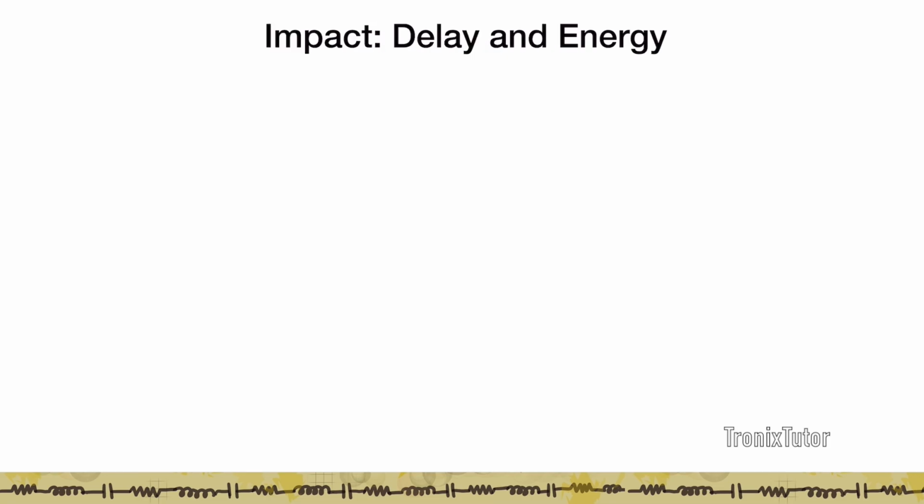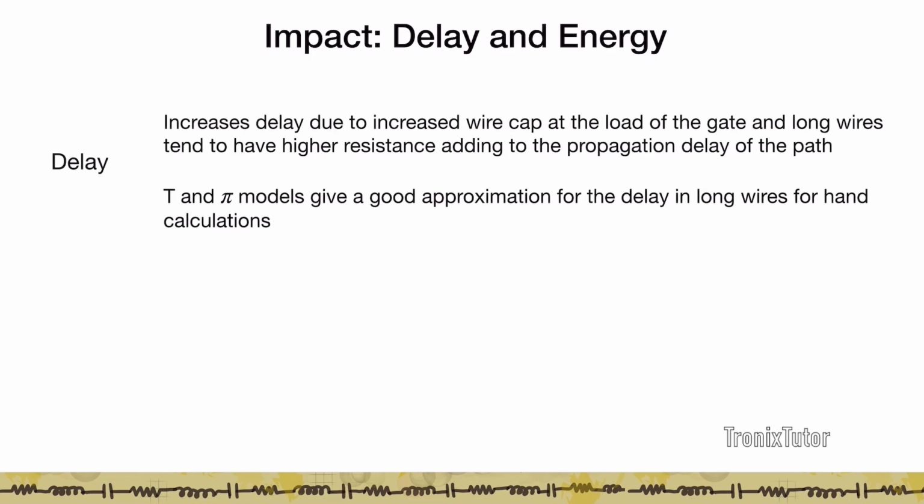Now let's look at the impact of the interconnects. The interconnect impacts both the delay and the energy of the system. The delay is impacted through increased wire cap, which occurs at the load of the gate, as well as long wires which have both R and C on them. And so that long wire is going to impact the propagation delay of the entire path. Now T and pi models generally give a good approximation for the delay in long wires, and so for hand calculations we use these models to estimate the delays.